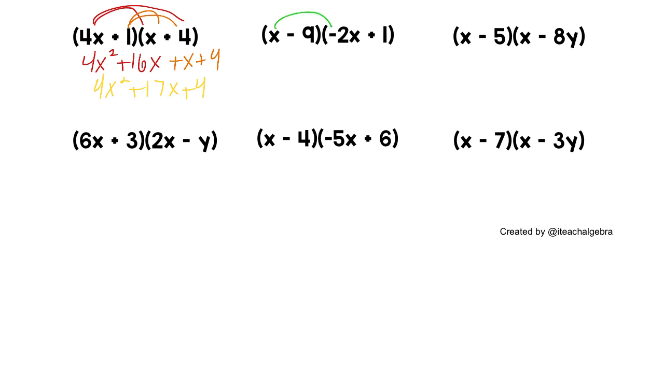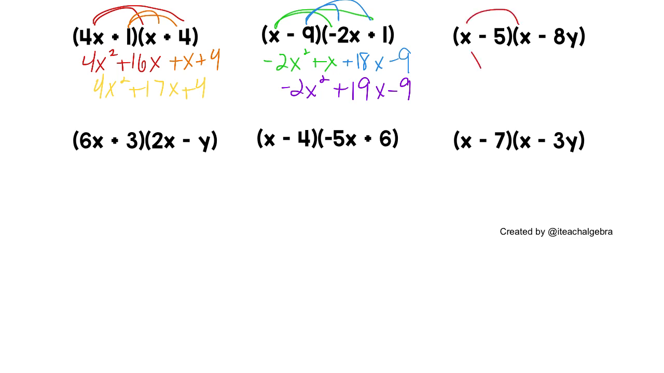Same thing. X times negative 2x squared. X times 1 is plus x. Negative 9 times negative 2x is plus 18x. Negative 9 times 1 is minus 9. We combine like terms. Negative 2x squared plus 19x minus 9.